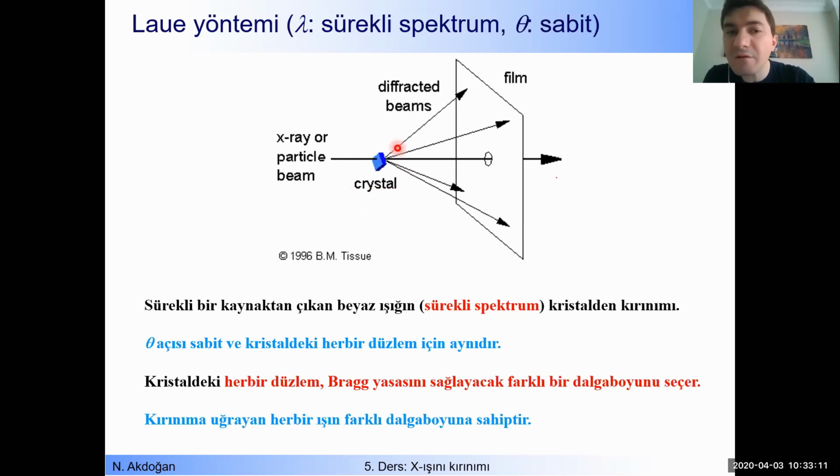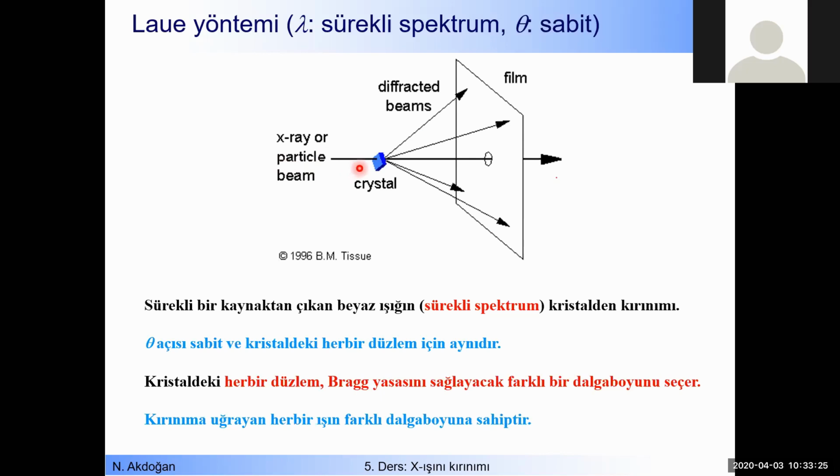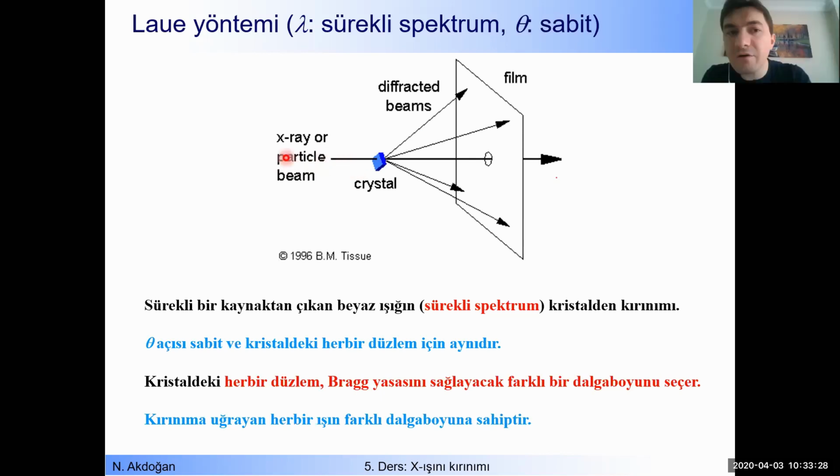And our sample is located here, which is crystal. And here we have a non-monochromatic X-ray source. Then continuous spectrum. This X-ray source contains many wavelengths, okay? So when they interact with the crystal, each wavelength within the X-ray beam selects certain diffraction angle, okay, in order to ensure the Bragg condition. Let me write here.